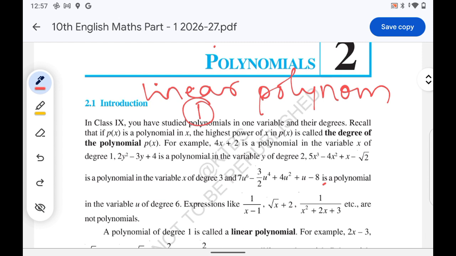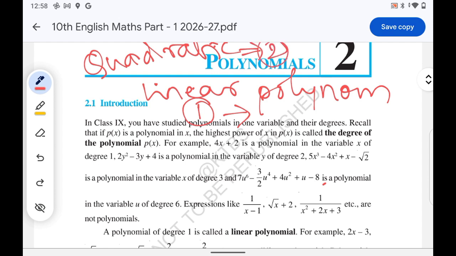The degree of polynomial, if the degree of a polynomial is 1, we call it as linear polynomial. And second one, quadratic polynomial. The highest power is 2 and the degree of that polynomial is 2. If the degree of the polynomial p of x is 2, we call it as a quadratic polynomial.